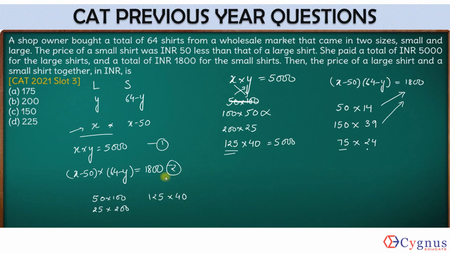Now let's cross check it. 75 into 24. Is it 1800? Yes, it is equal to 1800. That means these values will satisfy it. What's the value of x? It's 125. What's the value of y? It's 40.